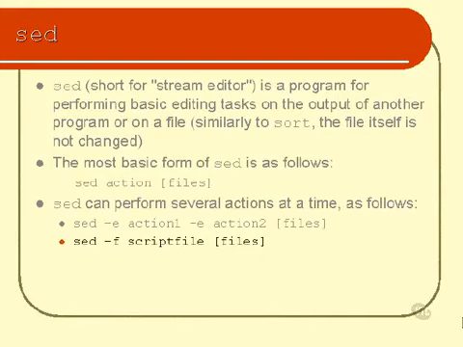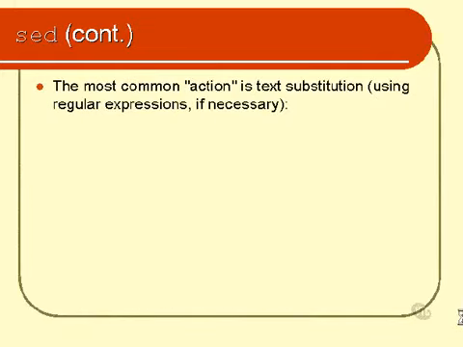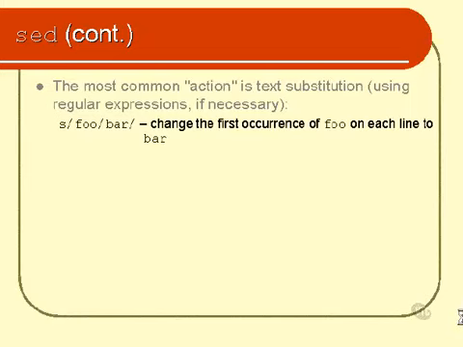Keep in mind when you're specifying these actions that they almost always contain special characters as far as the shell is concerned, and so you probably want to enclose those actions in single quotes to prevent the shell doing things with those special characters. Having said all that, let's now have a look at the actual actions themselves. The most common action is text substitution, and you can even use regular expressions here to search for the text that you actually want to replace. Now here is an example of an action changing foo to bar. Change the first occurrence of foo on each line to bar.